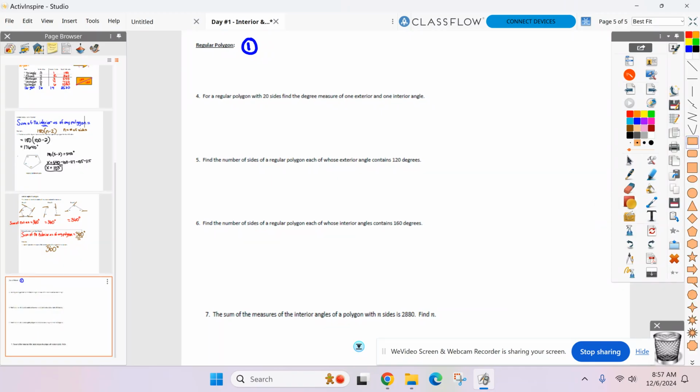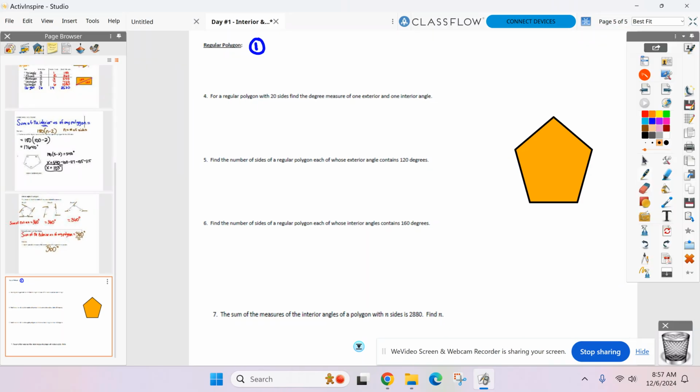I should probably throw up an example. If I tell you this pentagon is regular, what do you think you know about it, without even me telling you what regular means yet? This is a regular pentagon. What do you think I know about it? It has 5 sides. It does. Well, any pentagon's going to have 5 sides, but what about those 5 sides if it's regular? All 5 sides are equal. In a regular polygon, all sides are congruent.